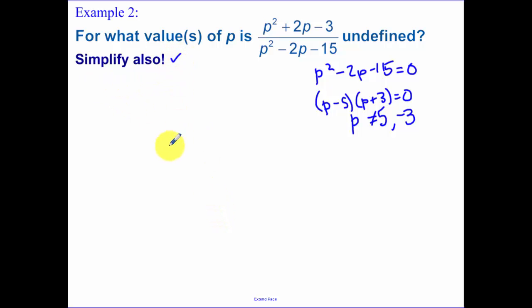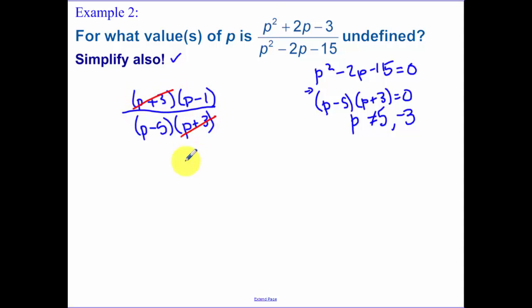Now I also wanted you to simplify. So now look at this. We have p minus 5 and p plus 3 as our bottom. We already factored. We did that work right there. Now factor the top. p plus 3, p minus 1. Remember that these numbers here need to multiply to be -3, but add to be +2. That's why my larger of the two numbers is positive. The p plus 3's cancel, so we are left with p minus 1 over p minus 5.